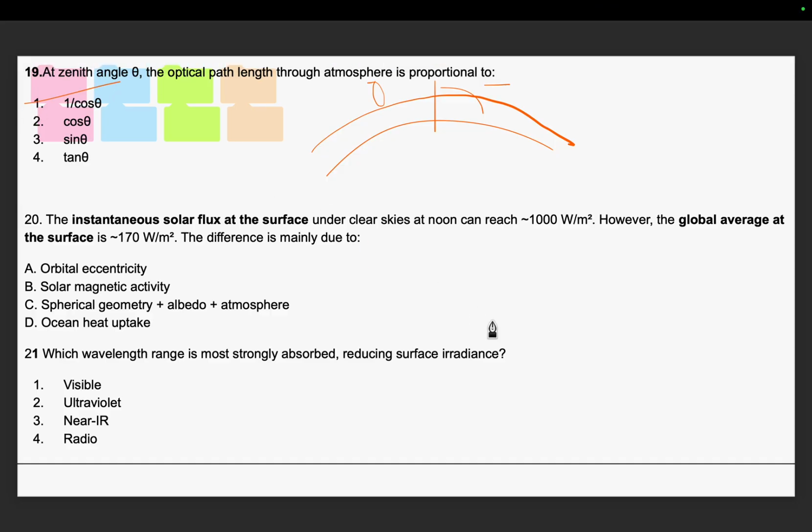Question 20: the insolation solar flux at the surface under clear skies at noon can reach up to 1000 watt per meter square. However, the global average at the surface is found to be about 170 watt per meter square. This difference is mainly due to orbital eccentricity, solar magnetic activity, spherical geometry of Earth's surface, albedo, and atmosphere. And option D adds the ocean heat uptake.